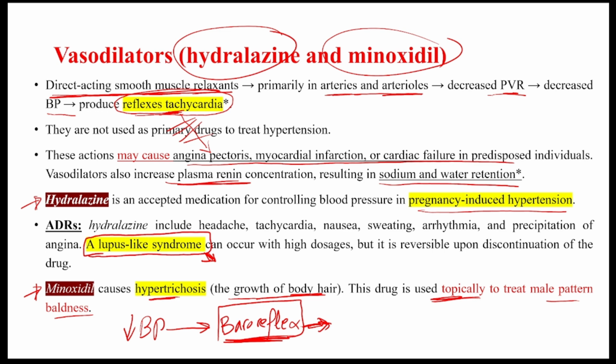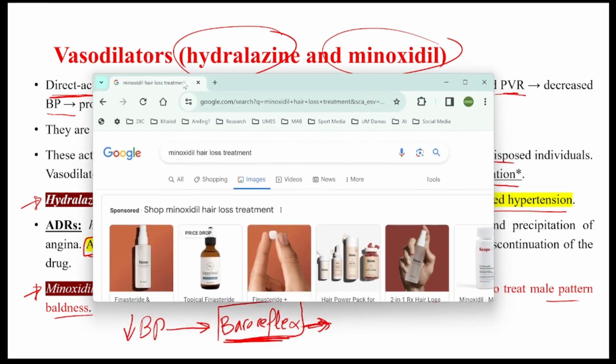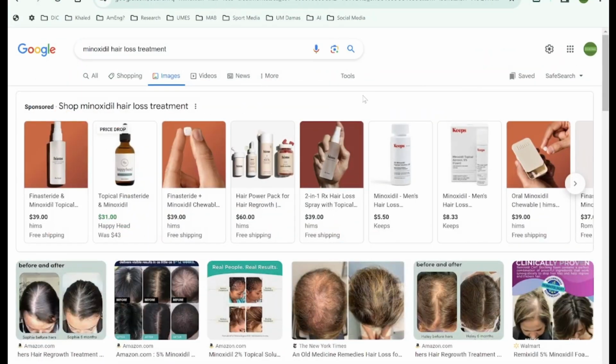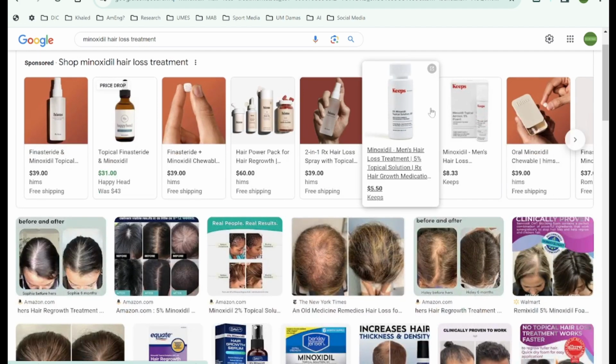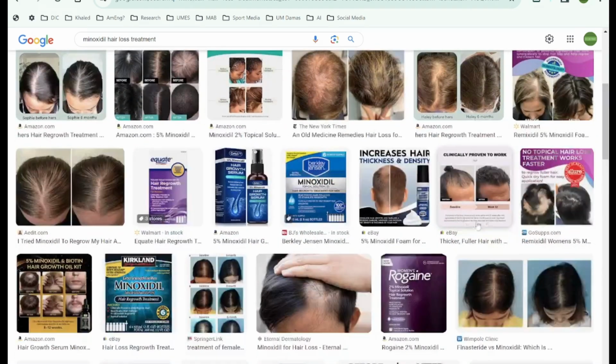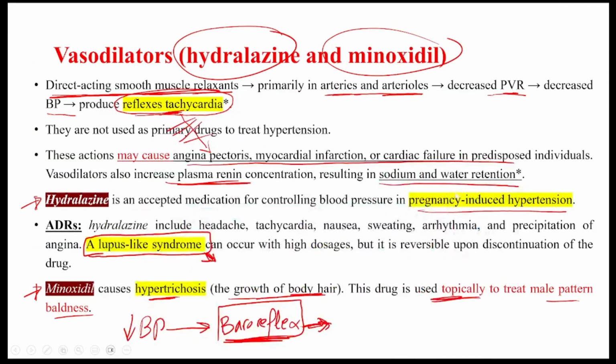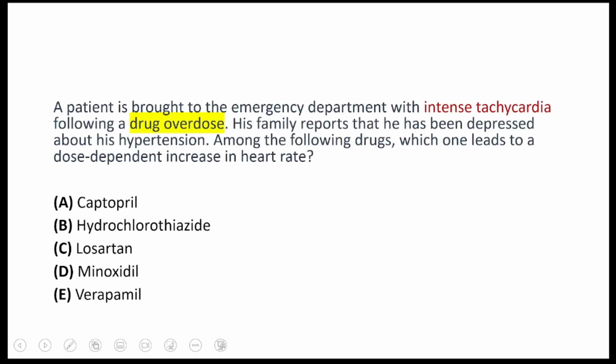Okay, I will try to share the screen with you, just to be on the same page, me and you together. So you can see here the minoxidil hair loss treatment, and we have it as a solution. Minoxidil here we can apply to the hair, and this will enhance body hair. So hydralazine side effect: lupus-like syndrome. Minoxidil may cause hypertrichosis.